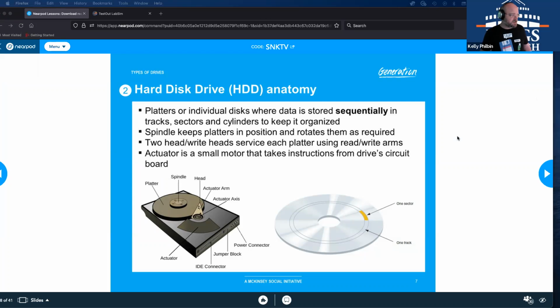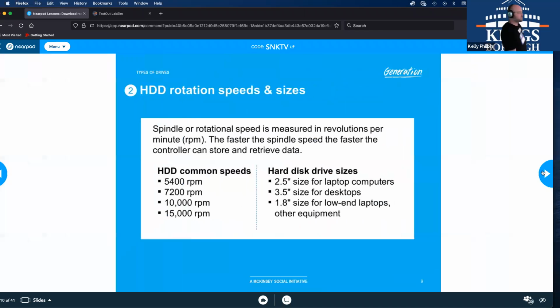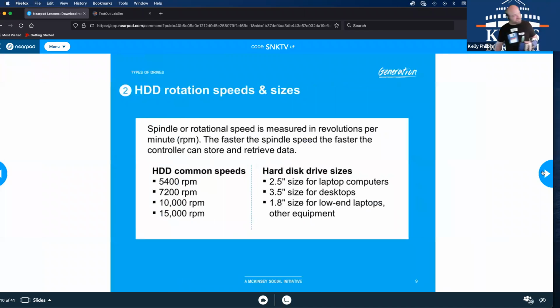All right, so we talked about the anatomy of a hard drive. Next, HDD rotation speeds. I know y'all are instantly honing in because you see a lot of data down at the bottom. You're like, do I need to memorize this? Is this important? Is this critical? No.